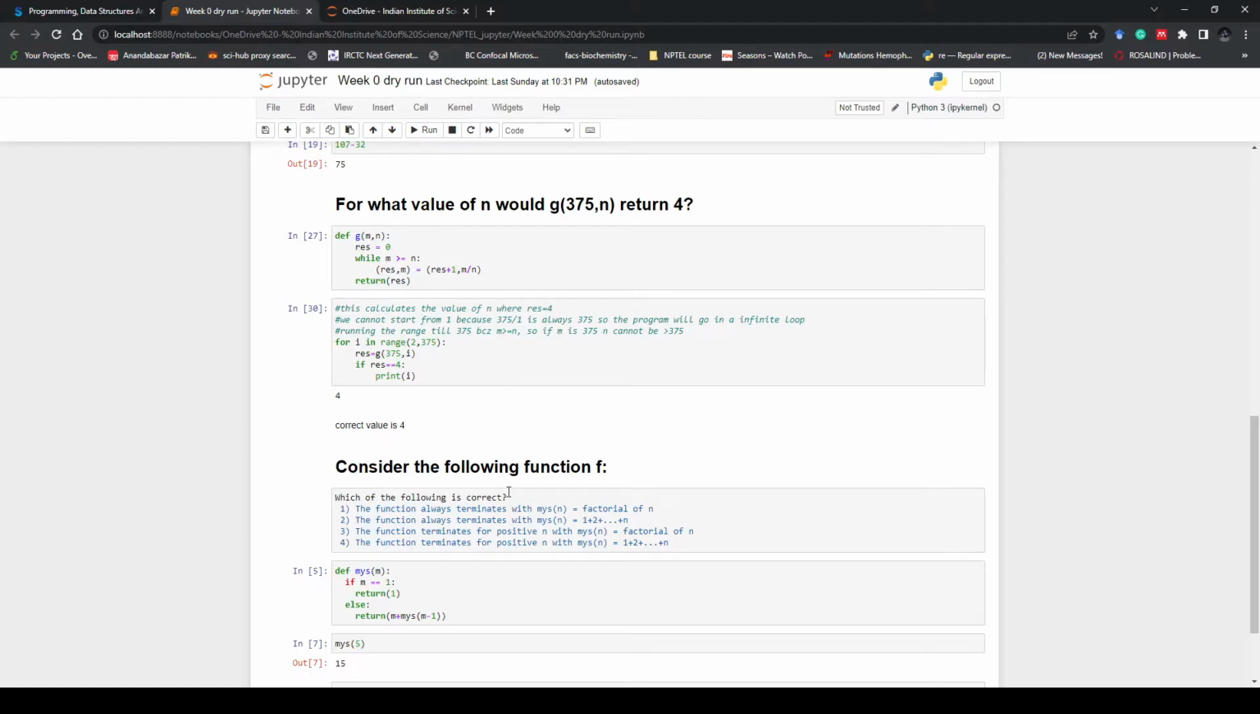So next one. Yeah. This one is a tricky one. For what value of n would g of 375 comma n return 4? So the function is like that. G of m, n: result is equal to 0, while m is greater than or equal to n, result will be result plus 1, and m will be equal to m divided by n.